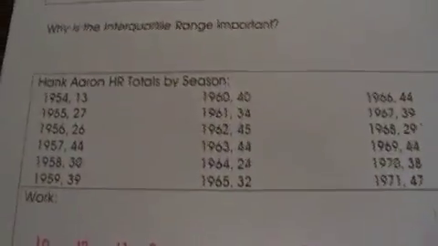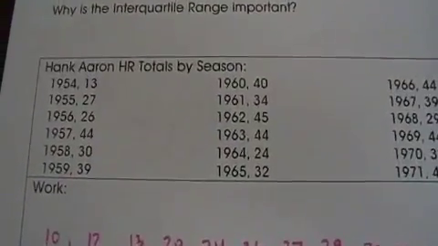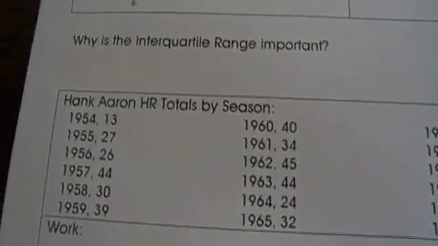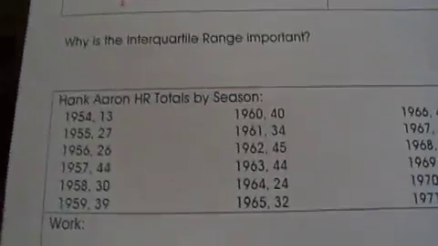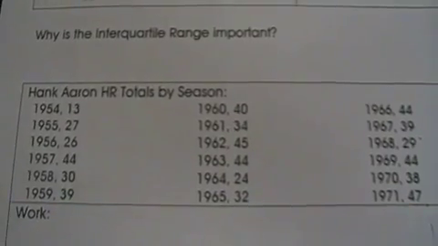For our first example, we're going to look at the home run totals by season for Hank Aaron, probably one of the greatest home run hitters of all time in baseball. I listed from 1954 all the way to 1976, those are the 23 seasons that Hank Aaron played, with the home run totals for each season. I want to use the home run data to create a box and whisker plot.